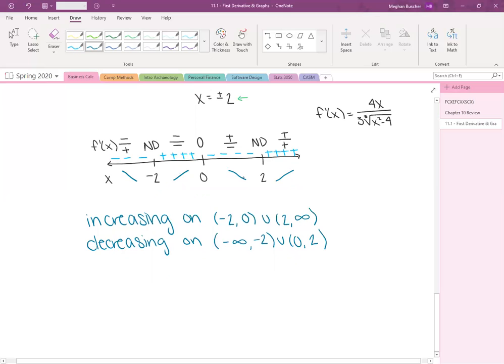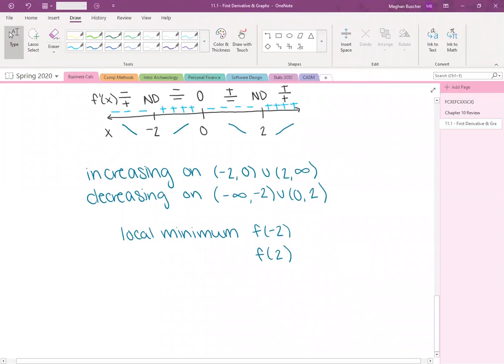A maximum. So we have a local minimum of f of -2 and f of 2. Because whenever you're asking for a local extrema, you're asking for the function values. If you're asking for where local extrema occurs, you give the x values. And then the local maximum, that's going to be our f of 0. Okay.